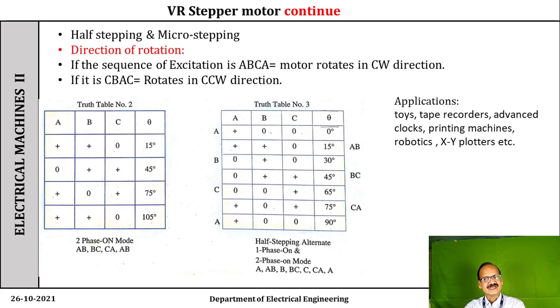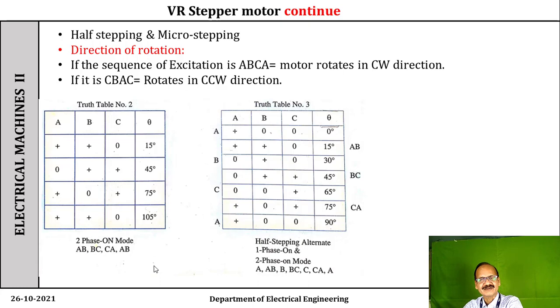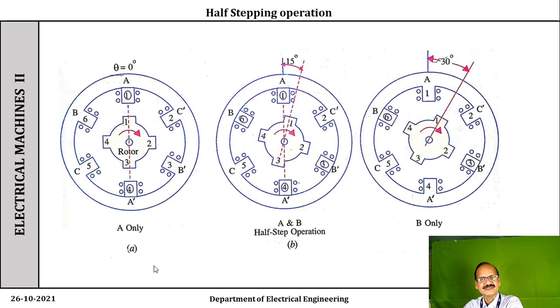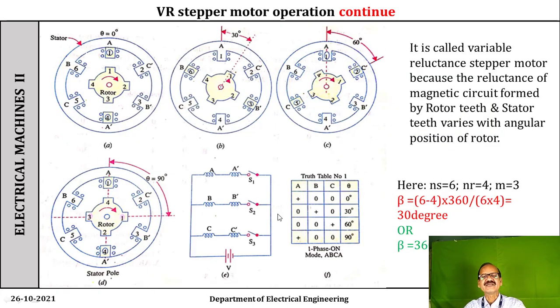Okay. Now whatever operation we have made, just a minute, I will show it here once again. The truth table. In the truth table, we have observed the step positions are 0, 30 degrees, 60 degrees, 90 degrees. We got these steps.